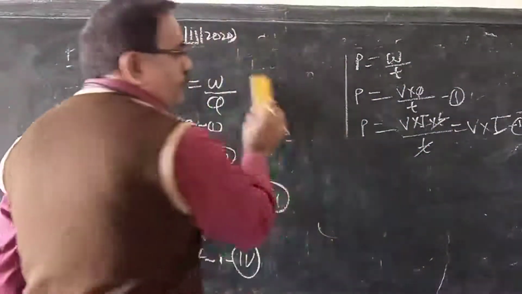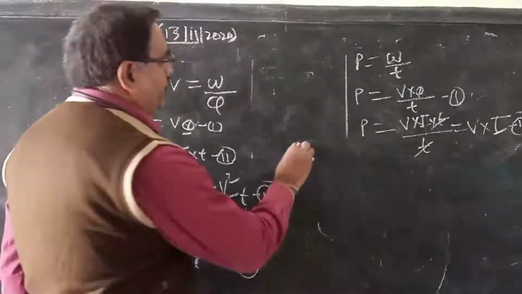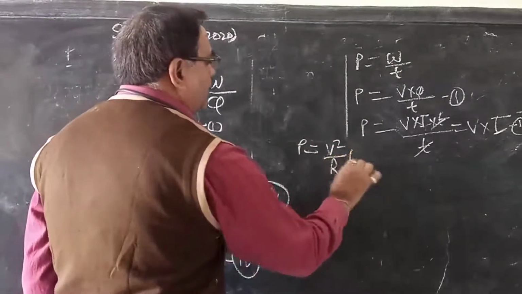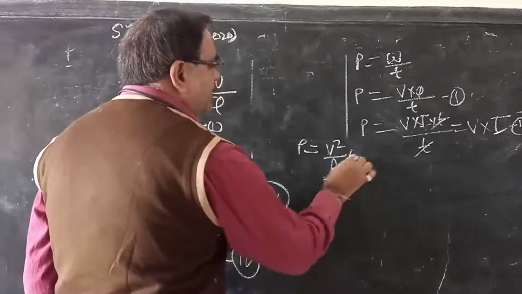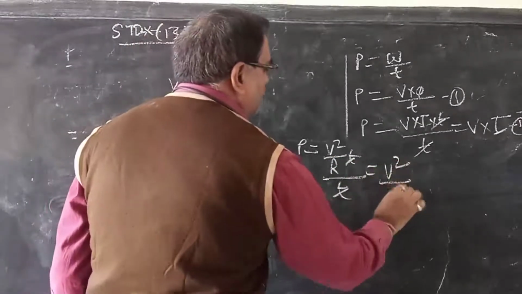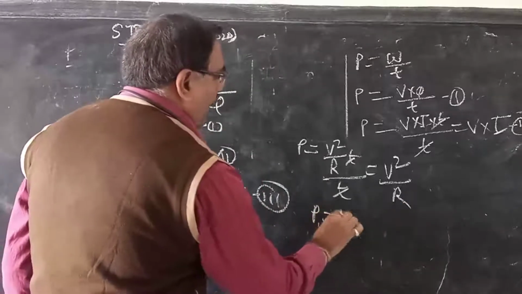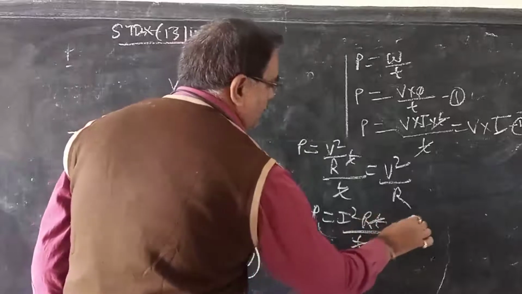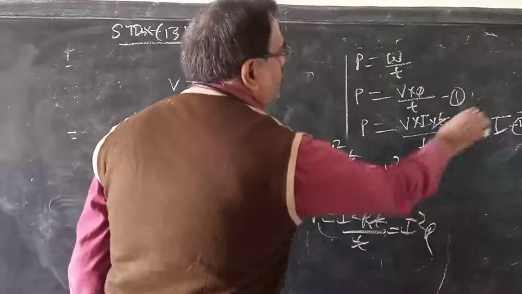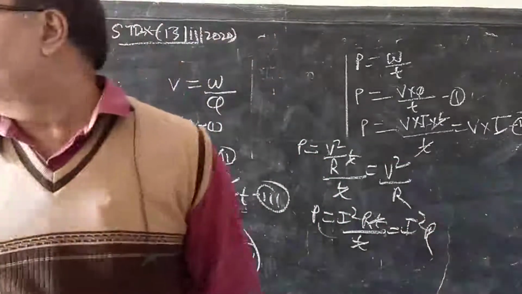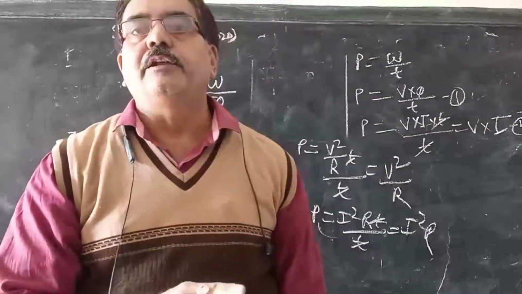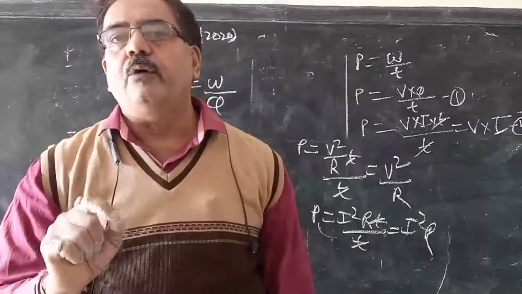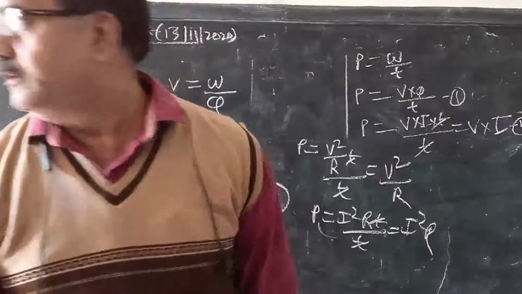Similarly, for the third, P is equal to, in place of W write V squared R T by T, cancel, V squared by R. Fourth form, I squared R T by T, cancel, I squared R. These are also 4 formulas to calculate the power. Now which formula will we use? It totally depends on the question, what is given. Read the questions, note down the given values and use the proper formula. You will get that.